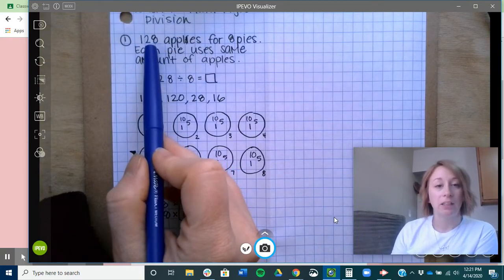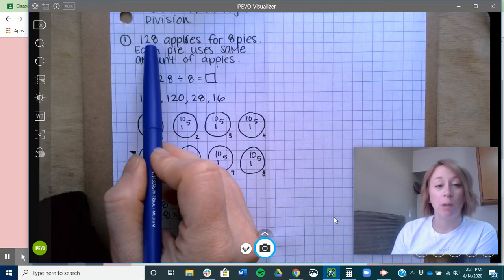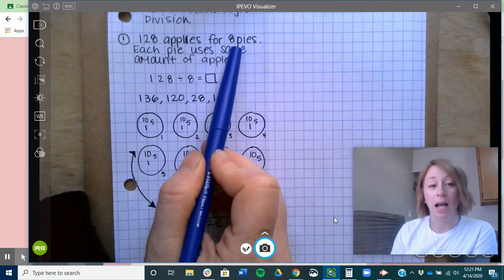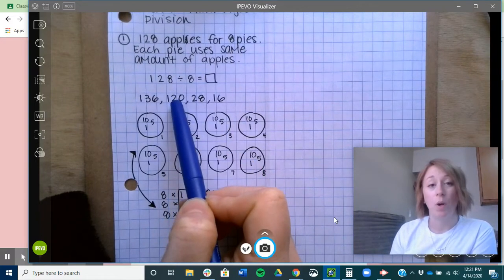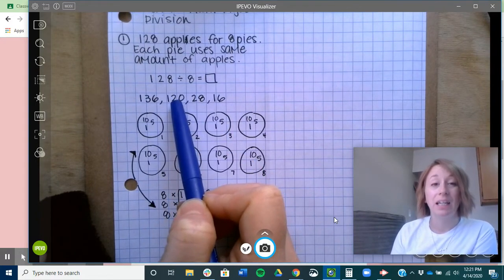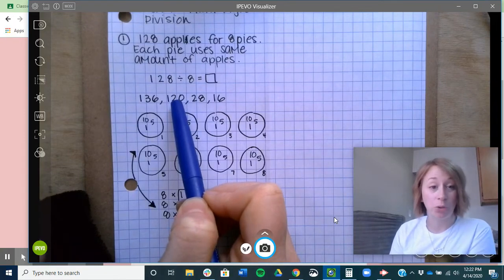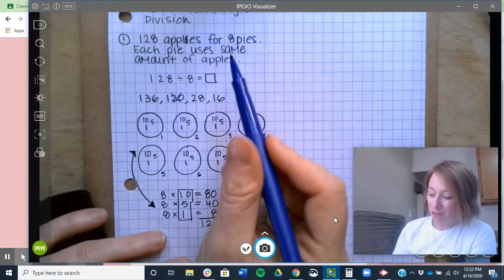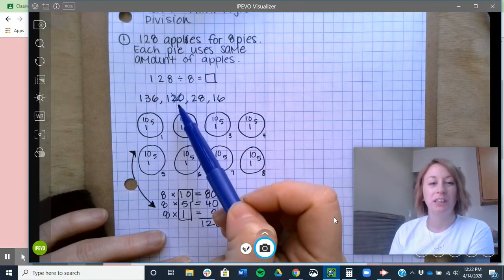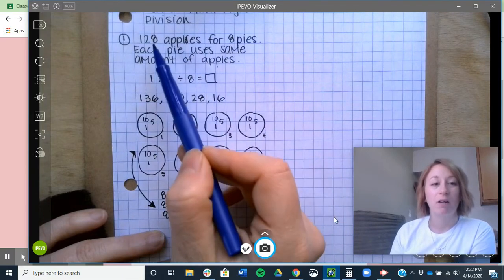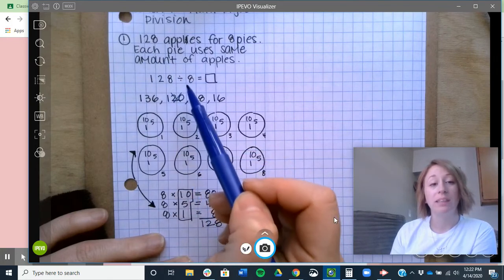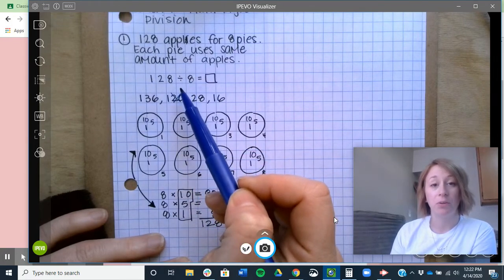If Pablo's Pie Shop has 128 apples, and Pablo still needs to split them amongst 8 pies, there cannot be 128 apples in each pie. That's simply too many. I also noticed that 120 was just taking away 8 from 128. And we're not just taking away, we are separating or dividing into, that's right, equal groups.